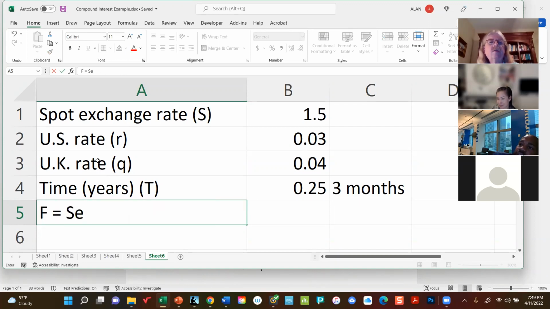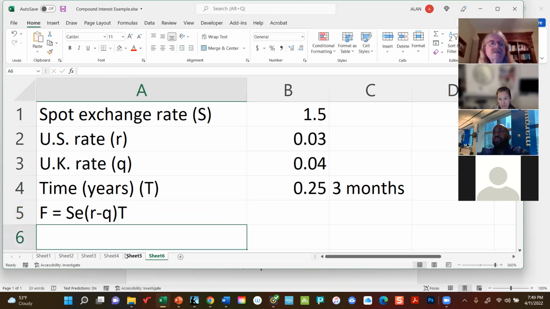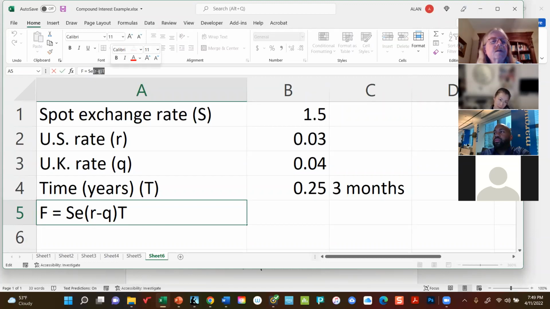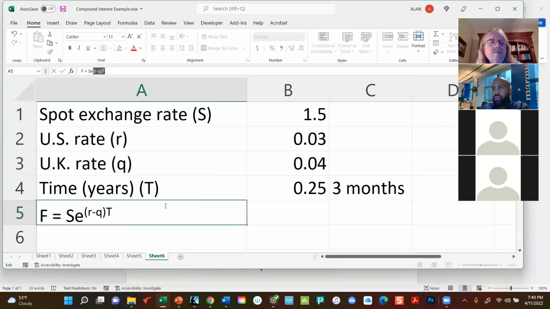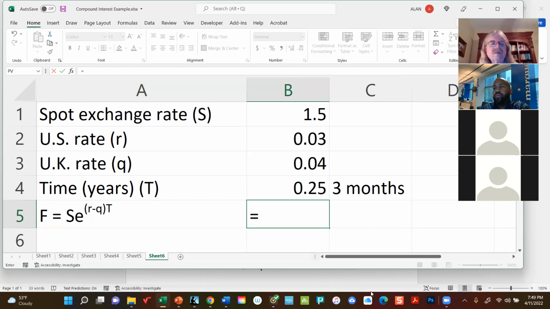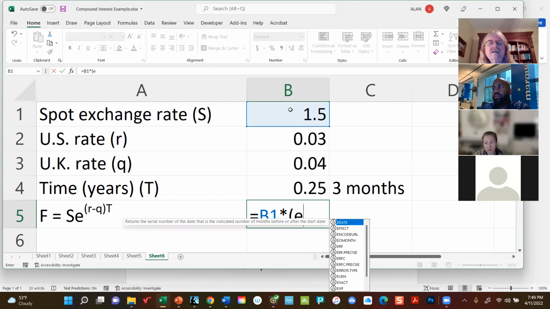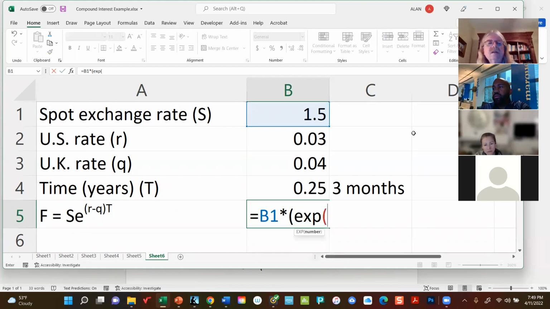Over the years, I've always ended up using Excel for everything, especially in online classes, because it's so useful. It's easy to put all the information in here that you need, and you can just look at the formulas and say, oh, I see what you did. Plus, I always encourage people to learn as much Excel as they can. So you'll have S times the Excel function for e, which is EXP, by the way, and then you put in the exponent, which is R. Oh, you have to watch it with this. R minus Q is being multiplied by T.